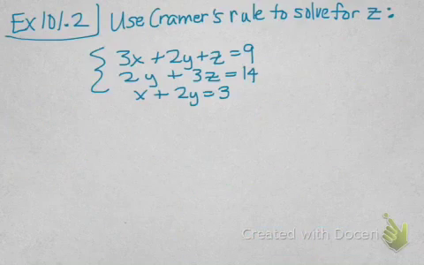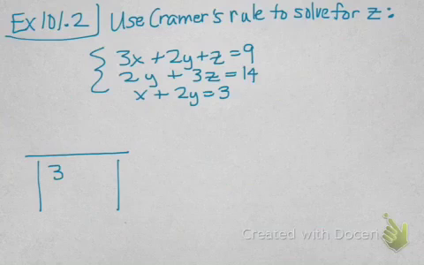Okay, so let's do another example. In this case, we just have to solve for z. We're not solving for everything, we're just solving for z. Here you have to be careful because they're not all lined up perfectly. Notice that the second one doesn't have an x and the third one doesn't have a z. So the first thing we'll do is write our determinant matrix. So we have 3, 0, 1, 2, 2, 2, and 1, 3, 0.